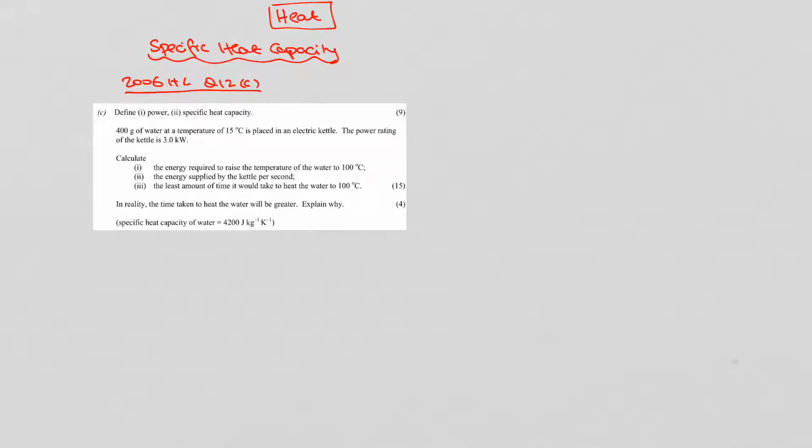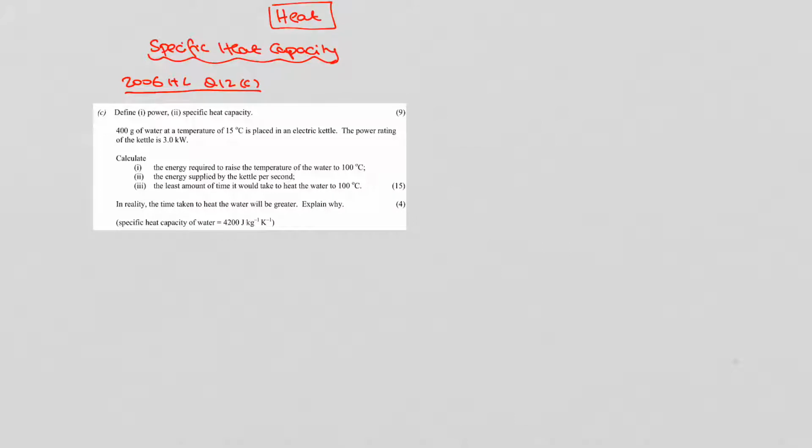Heat, specific heat capacity. So in 2006 higher level question 12c, we had a calculation centering around power and specific heat capacity. So as always, we're going to break our question down into how many different questions there are within it. So this is part C.